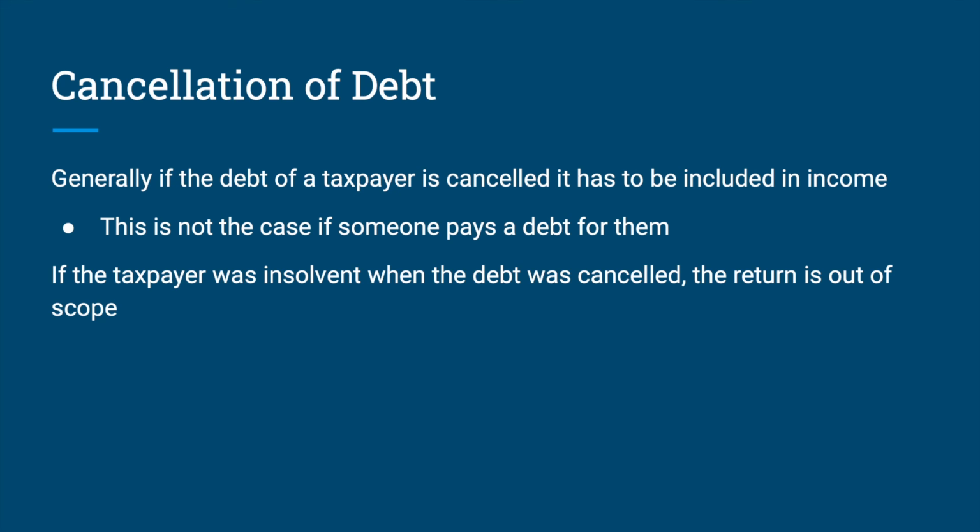And if the taxpayer was insolvent when the debt was canceled, the return is going to be out of scope. So if someone shows up and says that the bank canceled my debt this year, generally it's going to be included as income because they did receive something of value because their debt got canceled. But if the taxpayer was insolvent, we cannot prepare that return, and the return is out of scope. And so with that, we have made it through the general overview of some of the major types of income that we are most often going to see here at VITA.